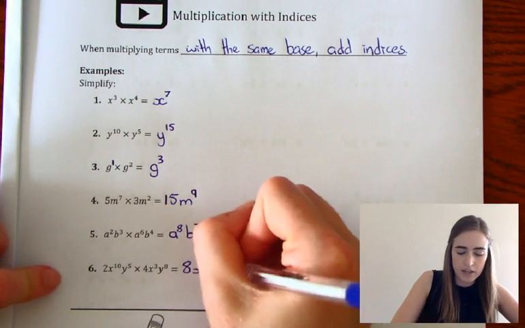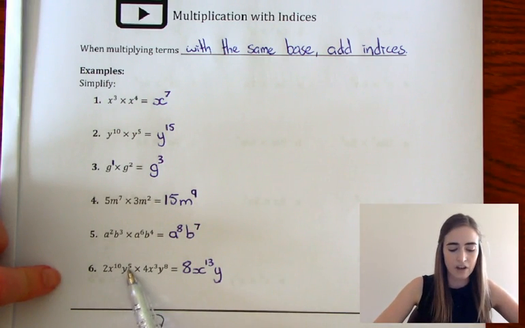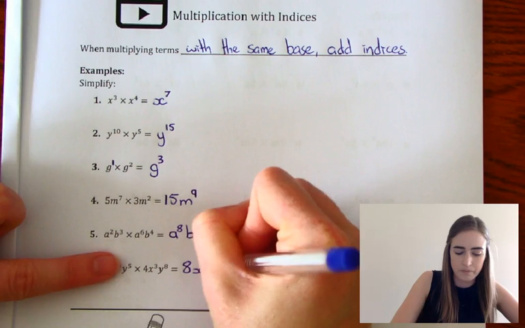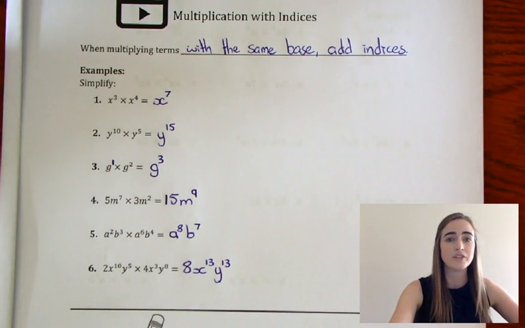Then we can do our y's, so we're going through each thing individually. So we've got y to the power of 5 times y to the power of 8. So 5 plus 8 would give us 13 as well. So those are a few examples of multiplication with indices.